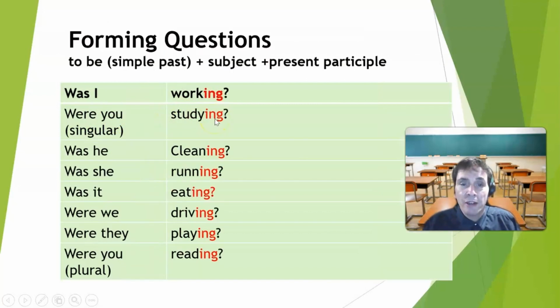So it's going to look like this. Again, was I working? Were you studying? Was he cleaning? Was she running? Was it eating? Were we driving? Were they playing? And finally, were you reading? So again, we're going to have to be in the simple past, and then the subject. So we have the simple past form of the verb to be, subject, and then the present participle of the verb. And that's how we form questions.